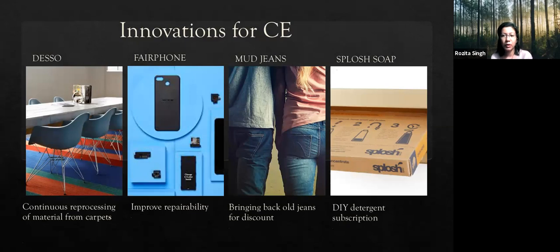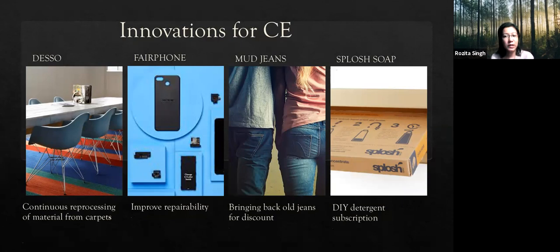Some of you might have heard about it. So this is the principle of improving repairability. Fairphone basically offers consumers the ability to purchase the spare parts. You can actually rip apart your own phone and repair it on your own by just buying the part that needs to be replaced instead of buying a whole new phone.